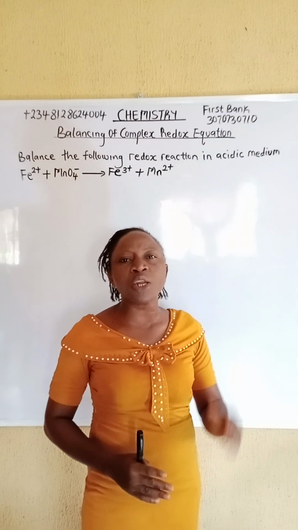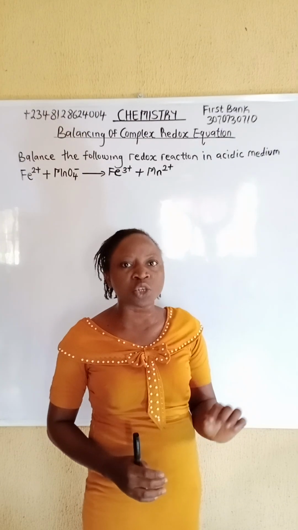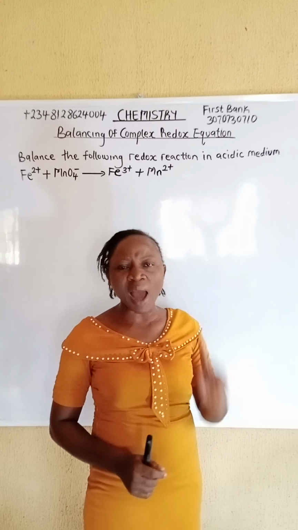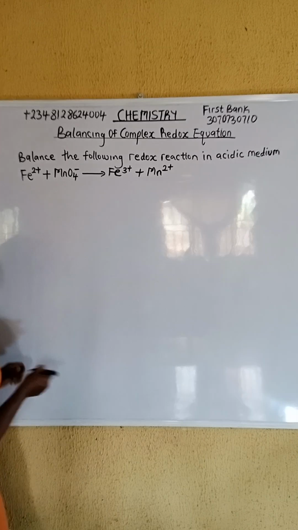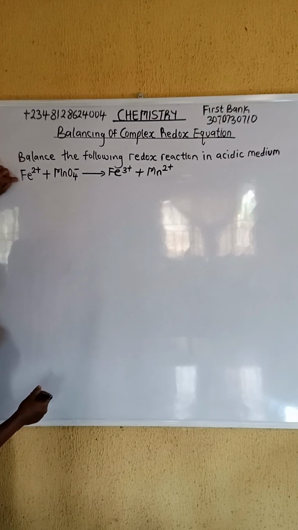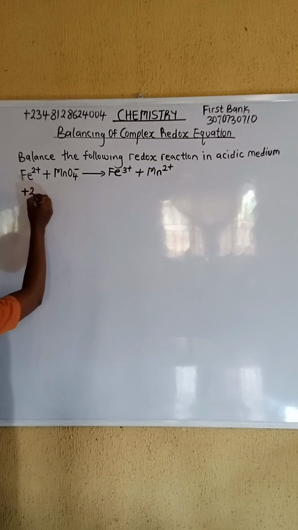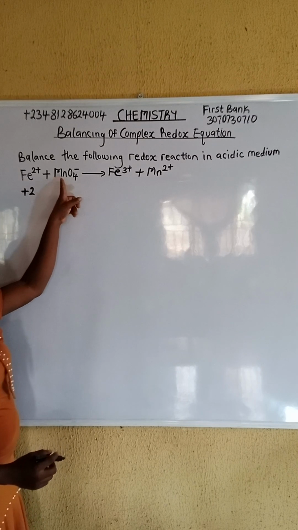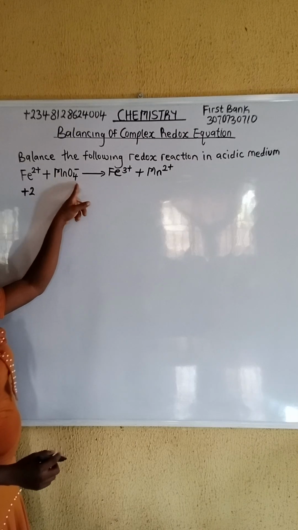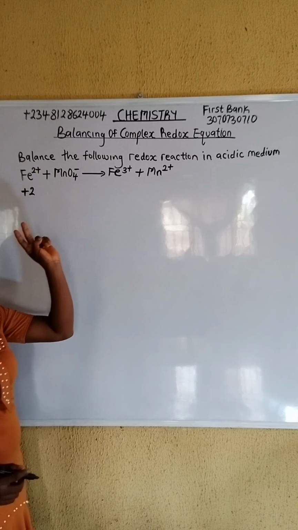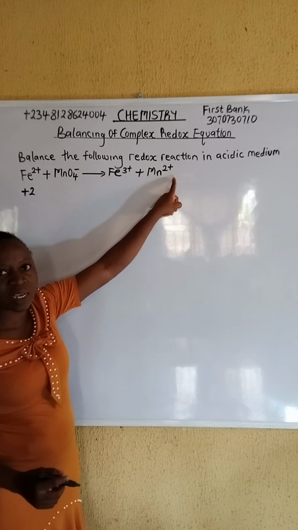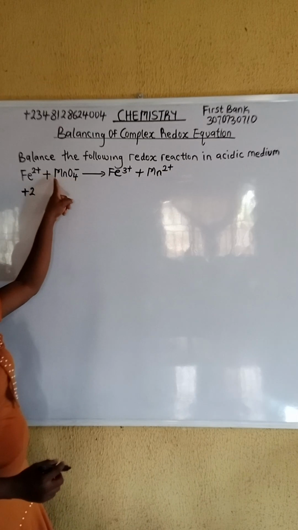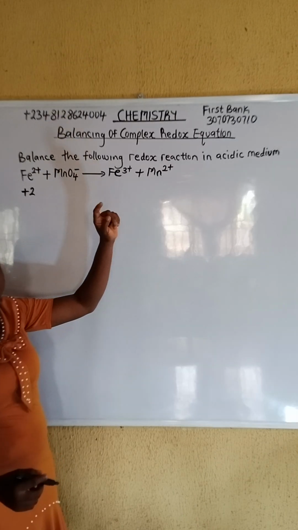You are going to assign oxidation numbers to each atom that has changed. So let's do that. What is the oxidation number of Fe2+? That is the charge on it. The oxidation number is +2. Then when you look at MnO4-, we have two different atoms. But at this side, we have Mn2+, that is manganese. It shows that it is only manganese that changes.